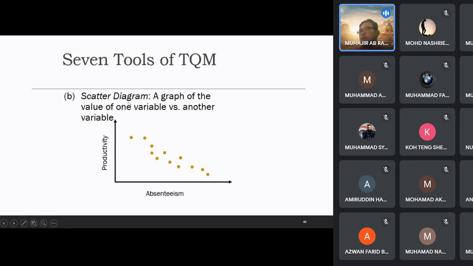Okay. You also use a scatter diagram. You can see that, for example, here productivity decreases as absenteeism increases. So you use this data to help you understand the situation of the production.